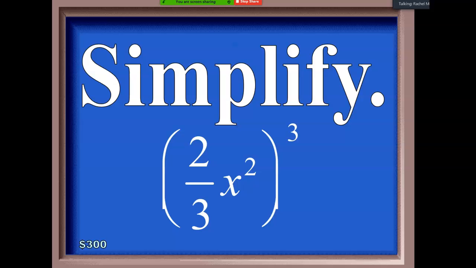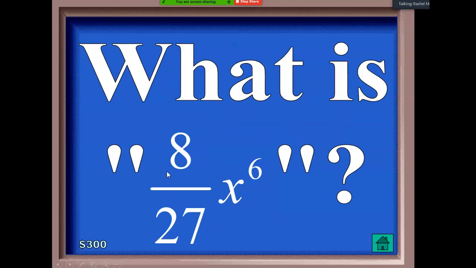All right, so 2 cubed is 8. 3 cubed is 27. So you had 8 over 27, and then x squared cubed is like 2 times 3. So you had x to the 6th. So it was 8 over 27 times x to the 6th. That's exactly what it is.